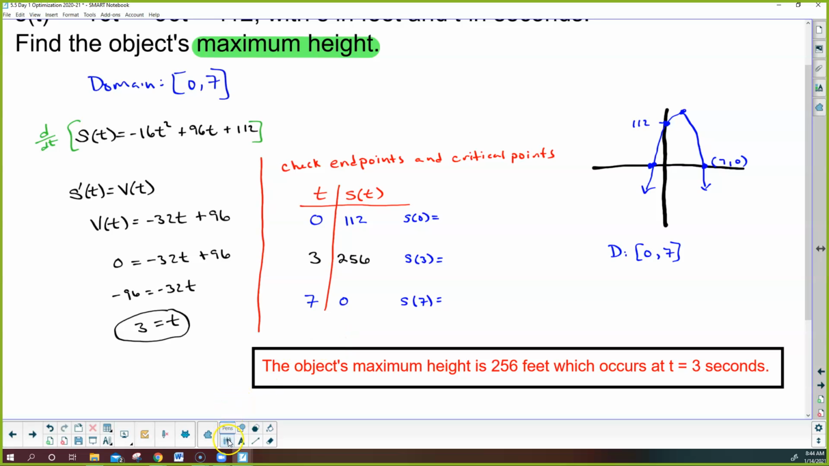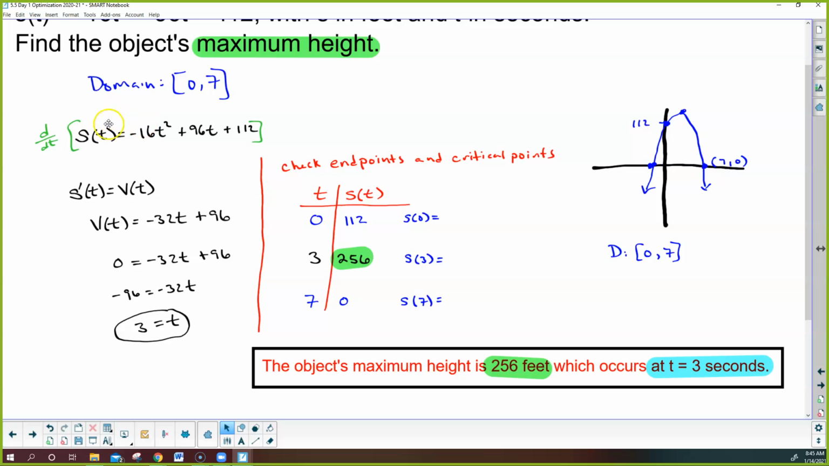And then the final answer, what is the object's maximum height? Now notice it didn't say where is it. It says what is the maximum height. So the object's maximum height is the y value. And then I decided to throw in where does it occur. If you answer this as what is the height and where does it occur, you'll always be answering the question that they asked, even if you're not sure. So that's my advice: tell us what it is and where it occurs, and you'll always have it answered correctly.